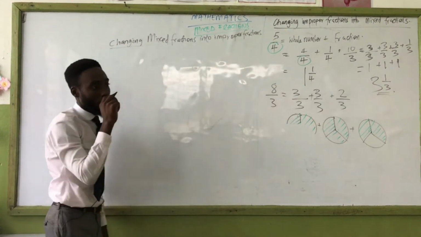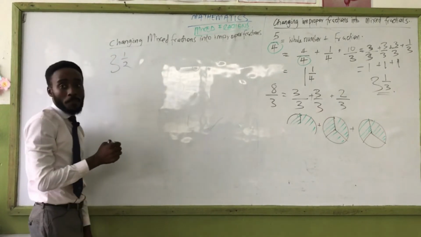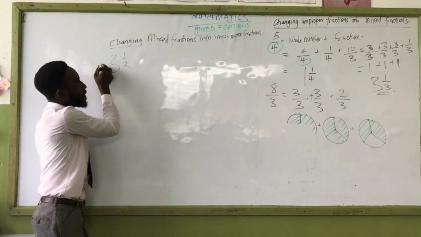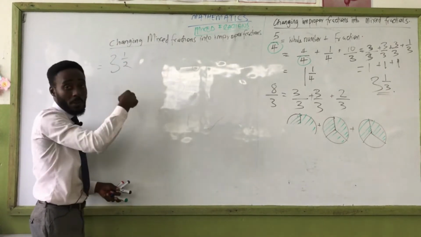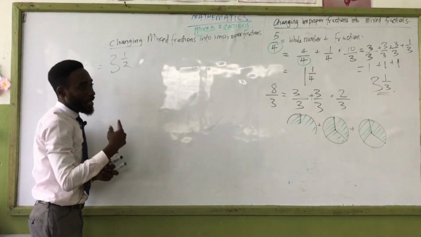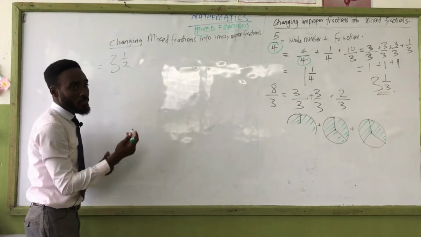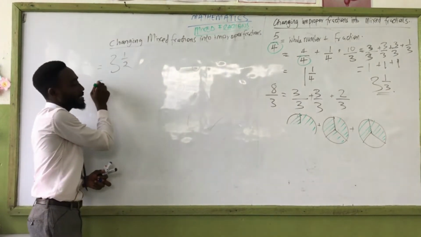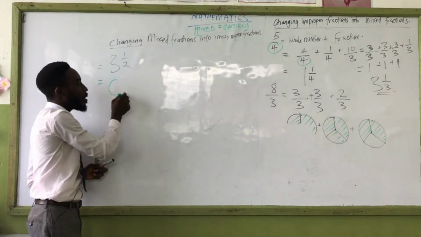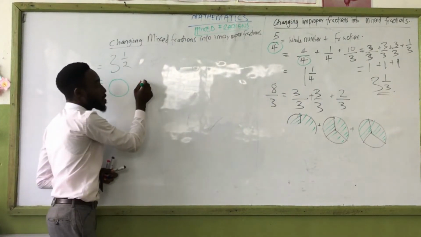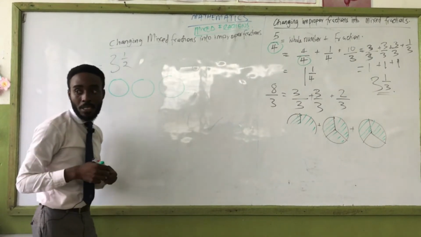So, 3 whole number 1 out of 2. Okay, 3 whole number 1 out of 2. The first thing, look at 3 whole number 1 out of 2. Pay attention. So changing mixed fractions to improper fractions. If it's 3 whole number 1 out of 2, let's see the steps. That would mean that we have 3 complete ones. Watch here, 1, 2, 3. Is that okay? Sarah?